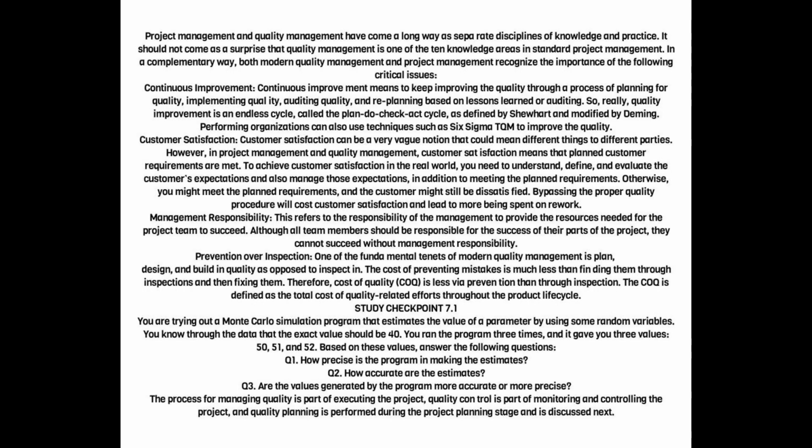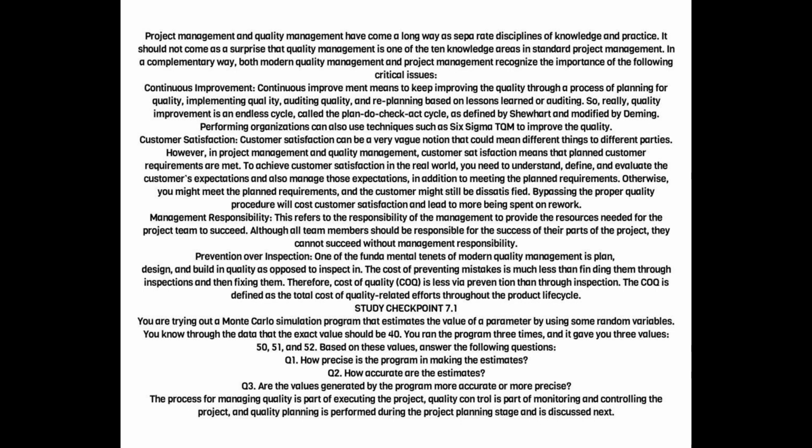Project management and quality management have come a long way as separate disciplines of knowledge and practice. It should not come as a surprise that quality management is one of the 10 knowledge areas in standard project management. In a complementary way, both modern quality management and project management recognize the importance of the following critical issues. Continuous improvement. Continuous improvement means to keep improving the quality through a process of planning for quality, implementing quality, auditing quality, and replanning based on lessons learned or auditing.